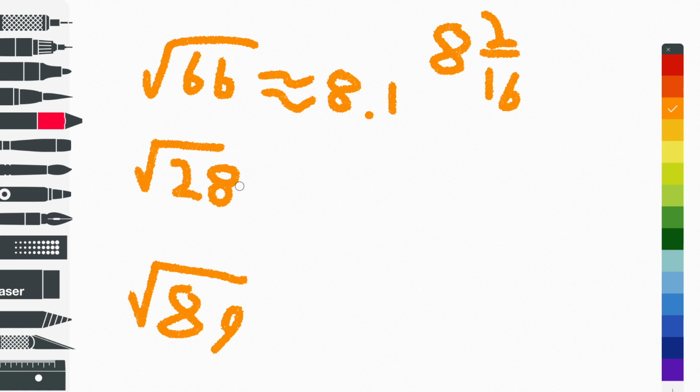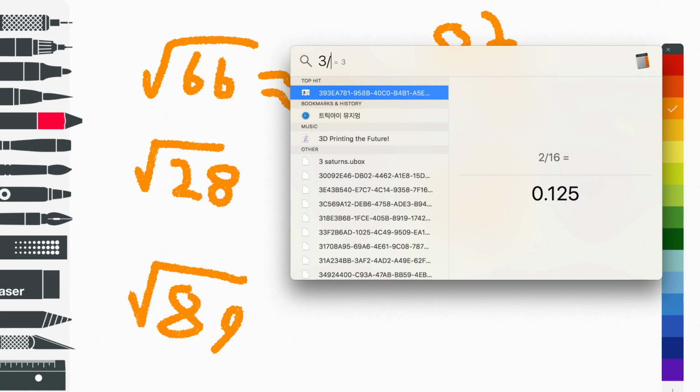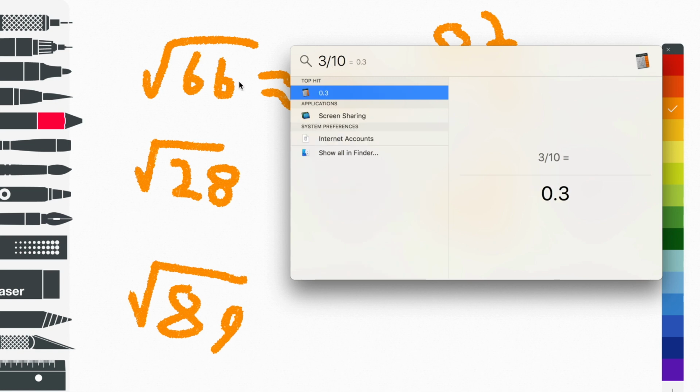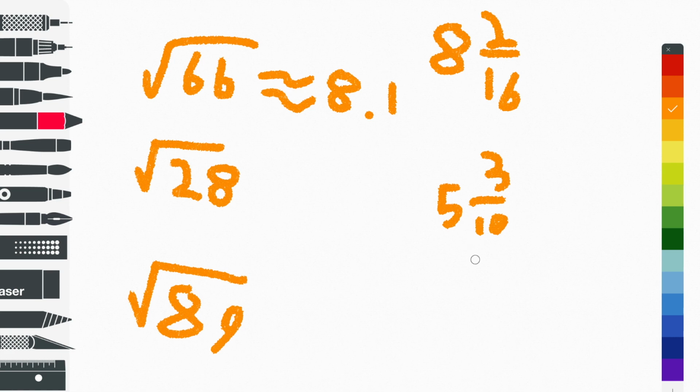Now let's try 28. For 28, the closest perfect square is 25. The square root of 25 is 5. So 5, double this number, so it's going to be 10. Then 28 minus 25 is going to be 3. So 3/10. You should be able to work that out, but in case you can't, 3 divided by 10 is 0.3. So it's 5.3.